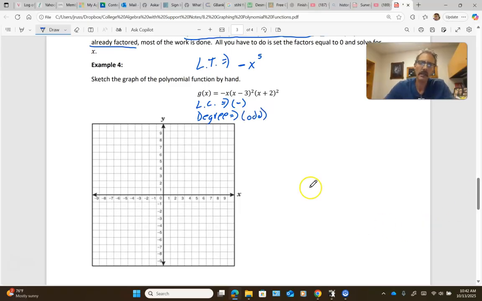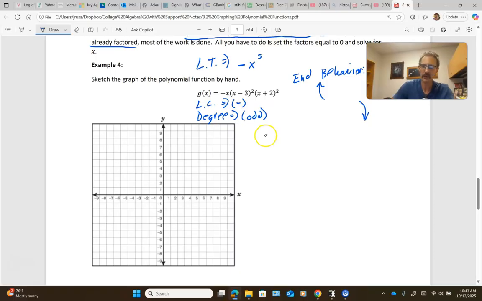So again, if it's negative and odd, the tails will be doing something different. The left tail will be going up and the right tail will be going down. So the end behavior: the left tail will be going up, the right tail will be going down.